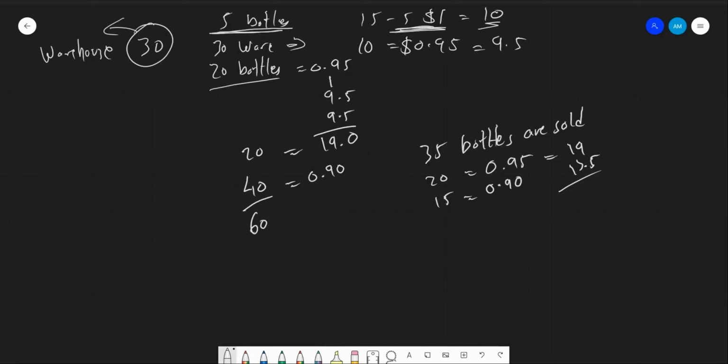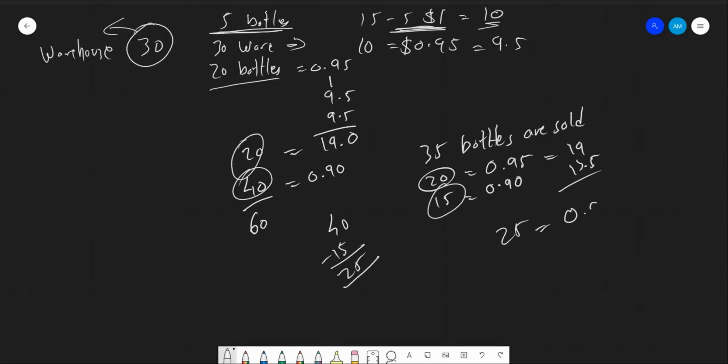So now what do we do? Yeah, so if you remove 35, how much do we have left? So 20 goes with this 20, and then 40, and then 15. So we would go 40 minus 15, which is 25. So we have 25 bottles left at 0.90, which is what's the total of this?